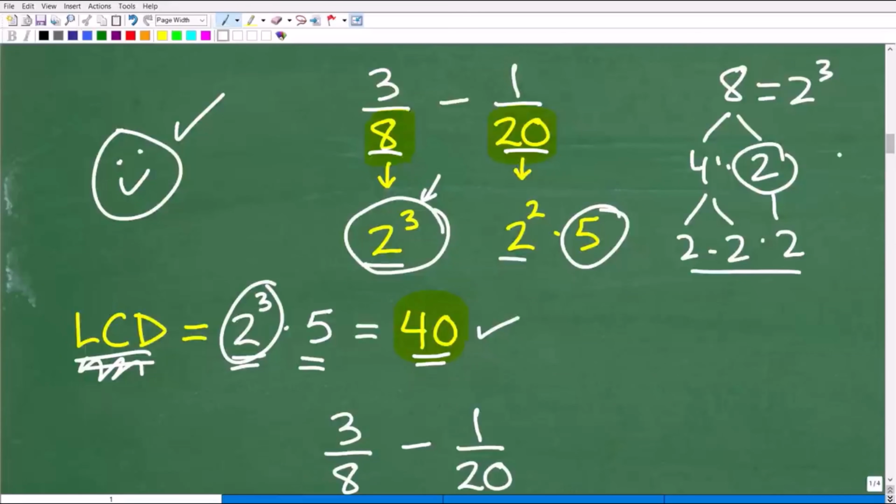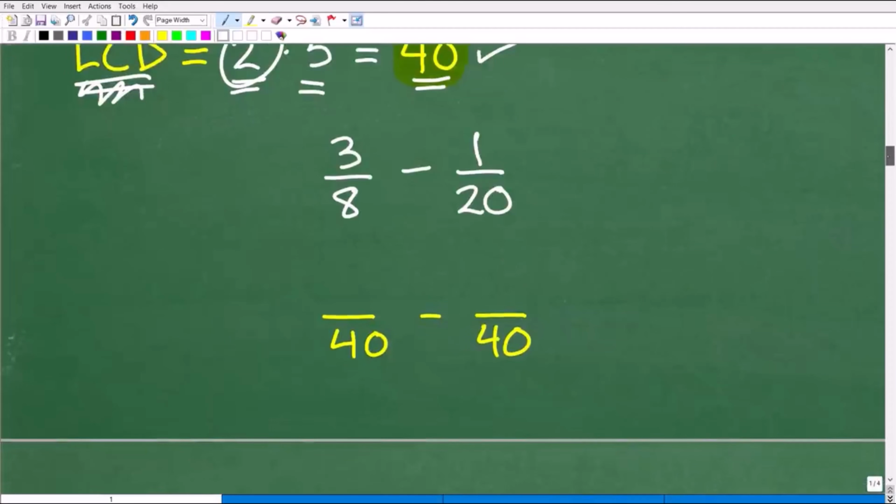There is a quick little crash course on how you do that. Okay, so what does that mean now? Well, what we have to do is rewrite these fractions right here such that their denominators are 40. Okay, so this is our next phase of doing this problem.